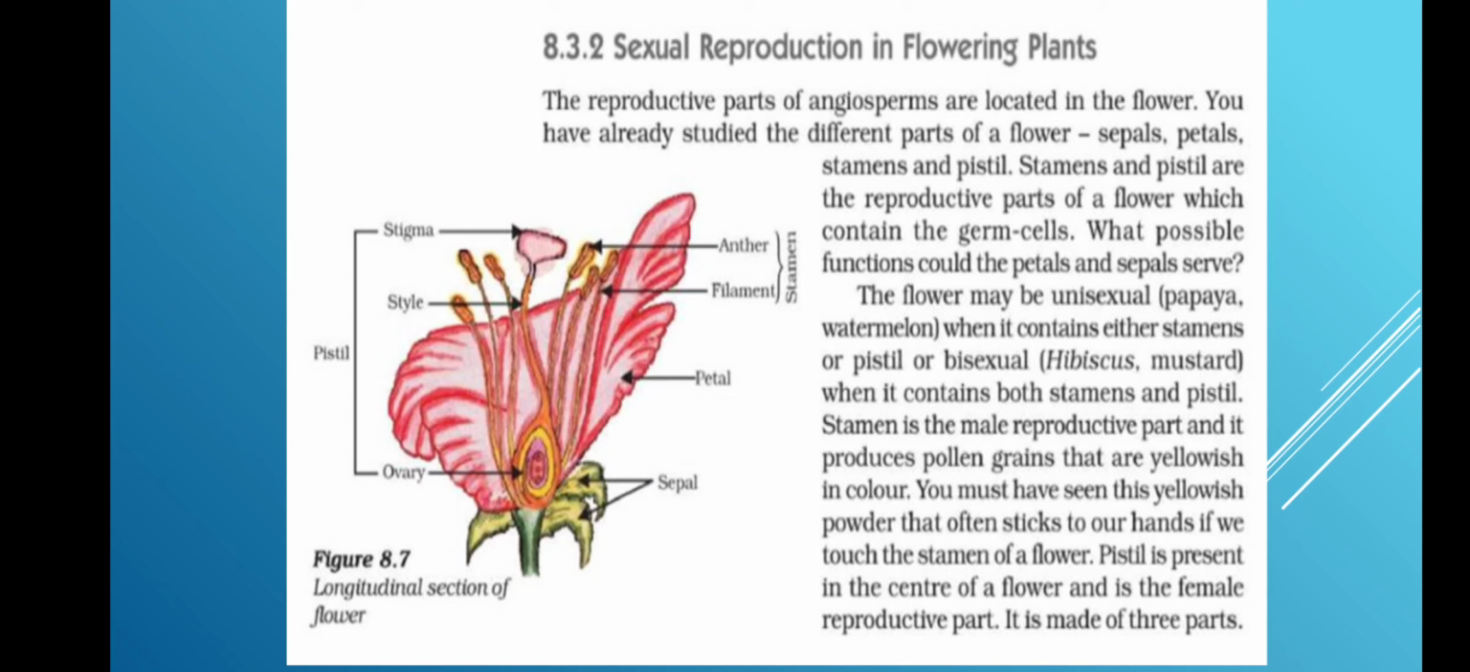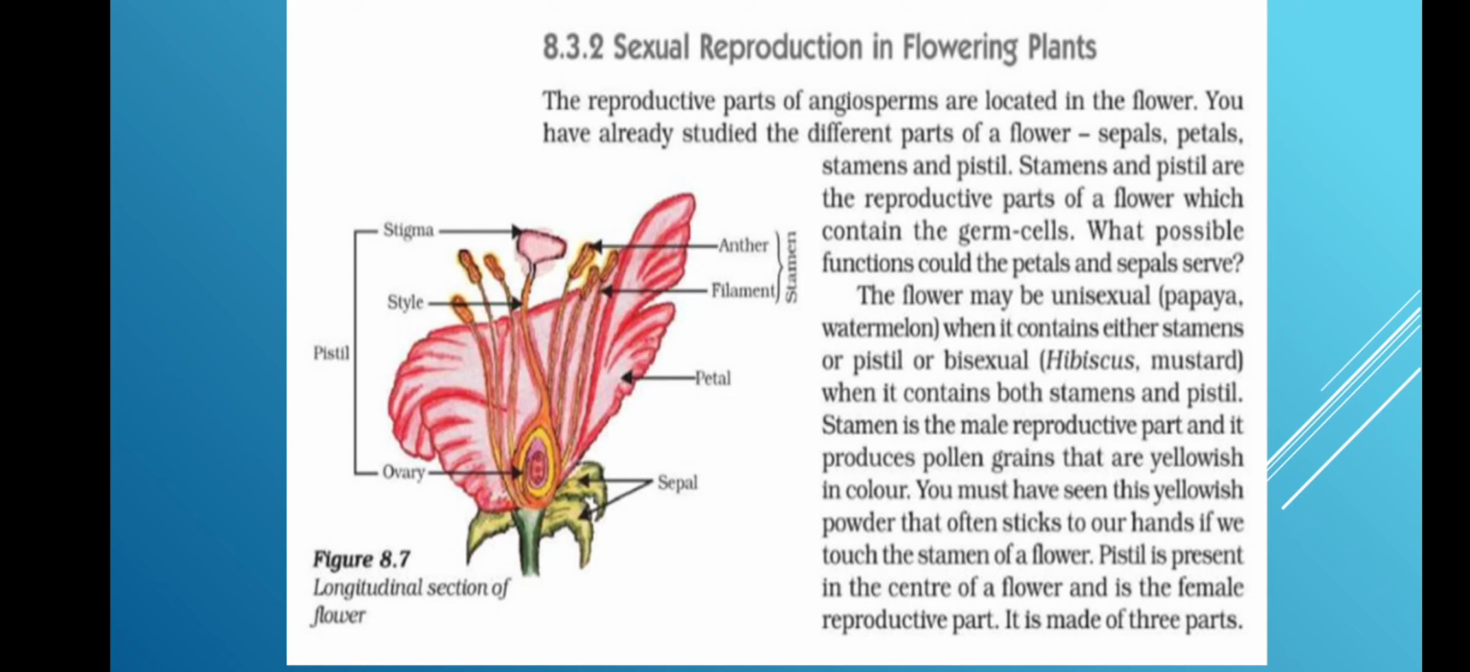So the flower may be unisexual. So what do you mean unisexual? So single sex. So uni means one sex they have. So something like papaya and watermelon. So when it contains either stamens or pistil. Okay, so they might have stamens, or they might have the pistil, the female part or the male part. So then they are the unisexual flowers.